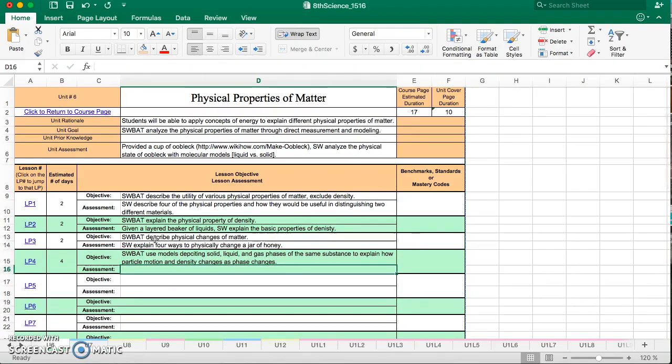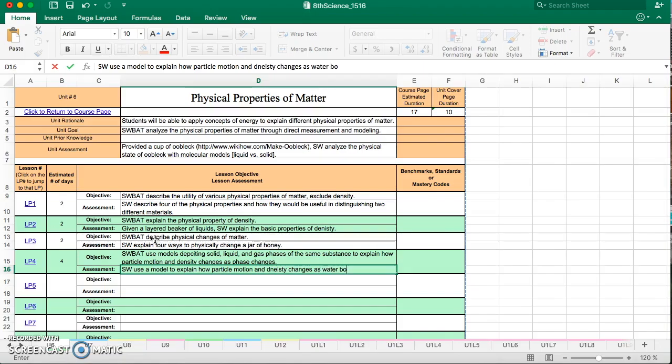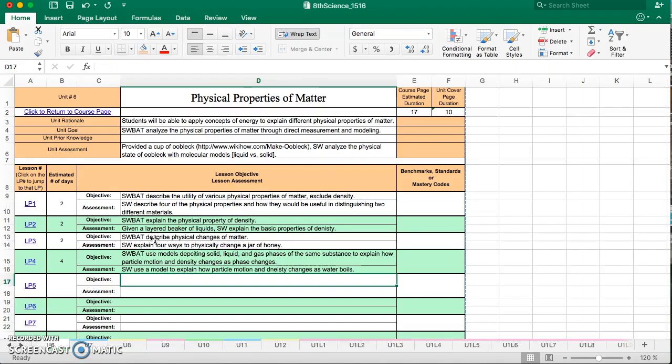That's why it's a 4-day lesson, but now we've got to that modeling piece, which is important for the unit goal, and we're going to use the model to help us explain the motion of molecules and then tie in the physical properties and density. So it's this big tying together lesson right before the traditional test. And so we'll say students will use a model to explain how particle motion and density changes as water boils. So we make it a very concrete example for them in that assessment.